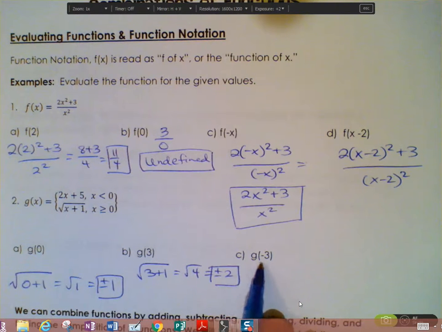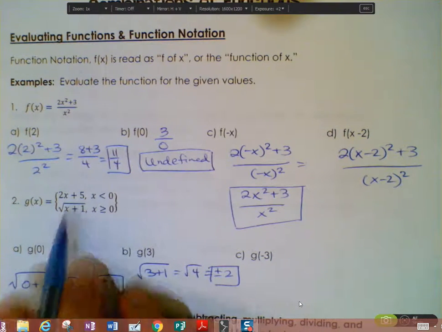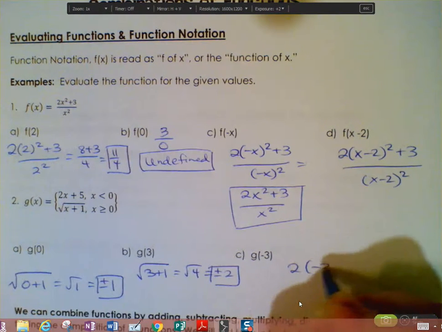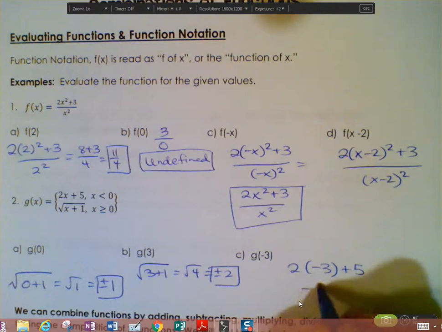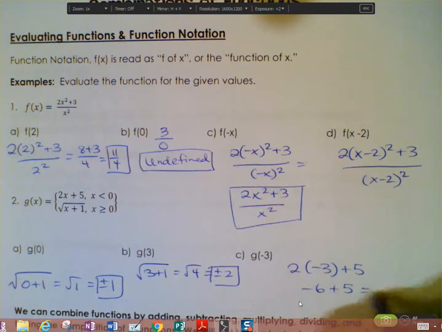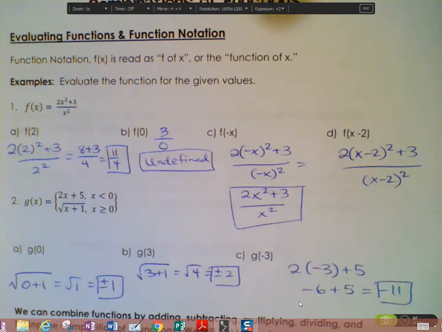And evaluate when x is negative 3. Well, I need to use the top one this time because x is less than 0. So I get 2 times negative 3 plus 5. 2 times negative 3 is negative 6 plus 5 equals negative 1. So that's how to easily evaluate in function notation. So that's what this all means.